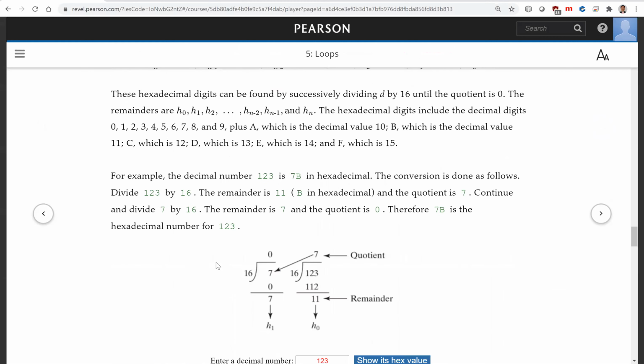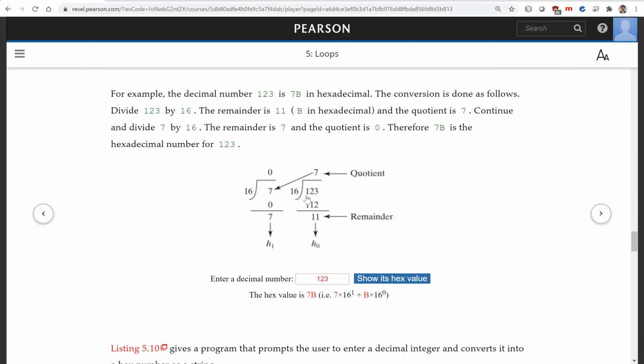For example, for decimal 123, we're going to get H0: 123 divided by 16, and 11 is the remainder. So 11 is B. And then what is left is 7 divided by 16, the remainder is 7. So the hex value for 123 is 7B.